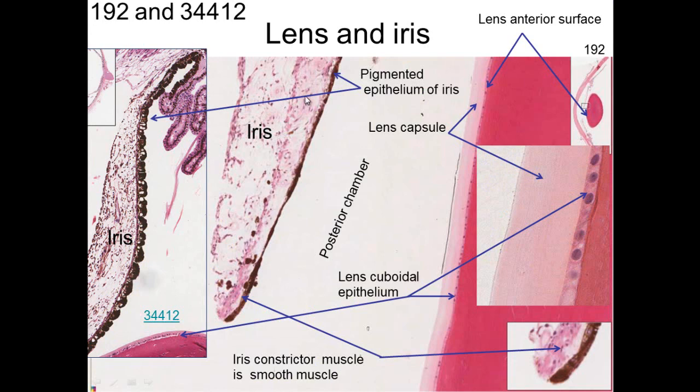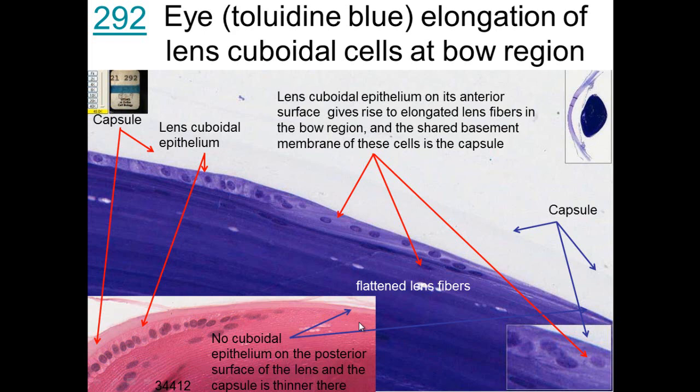So here we see the iris again, the pigmented layer, the constrictor muscle, dilator muscle, the ciliary processes, and these are ropes or ligaments or zonules. And if we look at the lens again, we can see the anterior surface. You have the cuboidal epithelial cells and a thick capsule, as we see here and here. So this is the lens cuboidal epithelium that is on the surface of them.